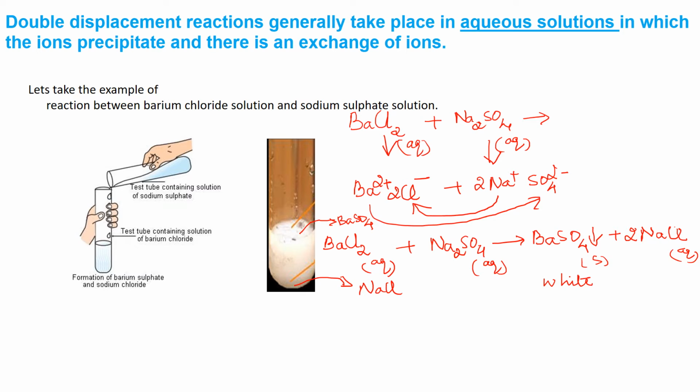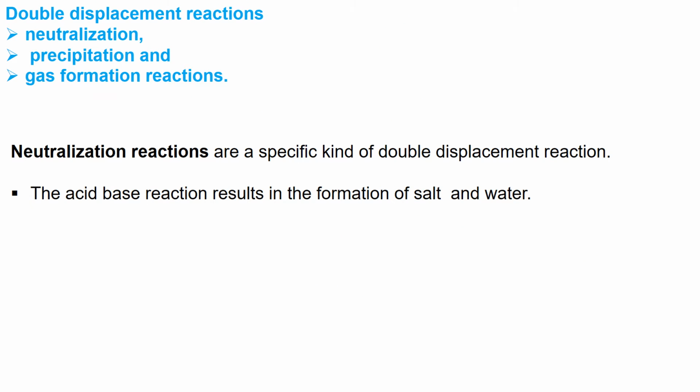Now let us learn some other examples. This double displacement reaction is of three types. One is neutralization reaction, then precipitation reaction, and the last one is gas formation reaction. Precipitation reaction we have already learned. Let us learn in detail about neutralization reaction. What happens in a neutralization reaction? That is a type of double displacement reaction in which an acid reacts with a base to form a salt and water. Let us learn them.